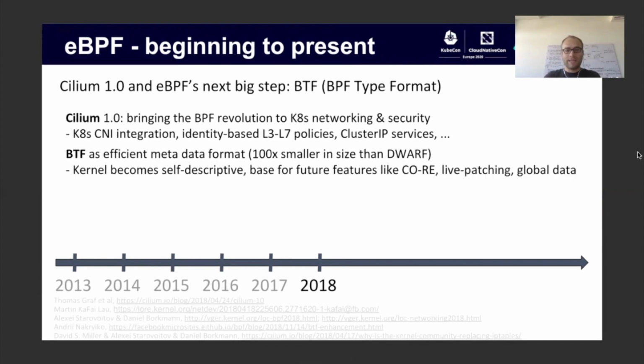A component called BTF, or BPF Type Format, was added into the kernel. It's basically a metadata format similar to debugging data that we have with DWARF, but it's significantly smaller in size. And for the first time, the kernel became self-descriptive. What does it mean? A running kernel ships its own data format and internal structures, and you can introspect them. And that's basically, BTF today is the base for all the future features like compile once, run everywhere, kernel live patching through BPF, global data handling, and so on. There are many new features being added, and they all rely on the fact that BTF can provide this rich metadata.